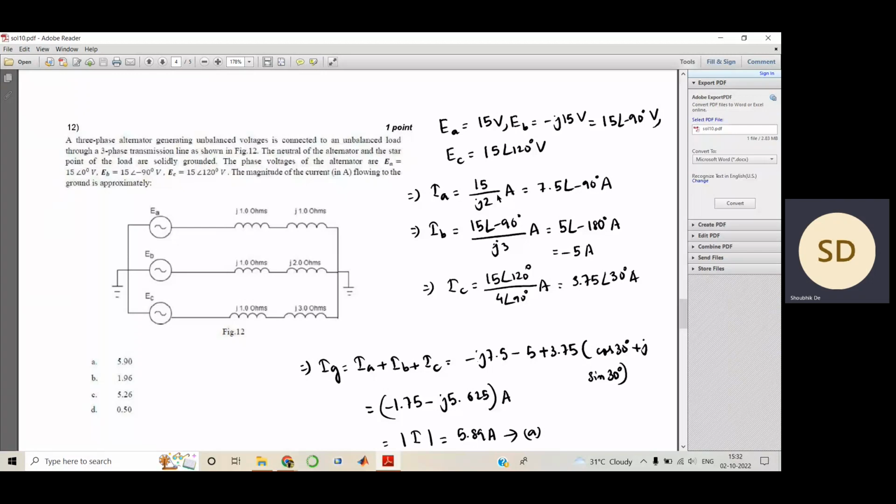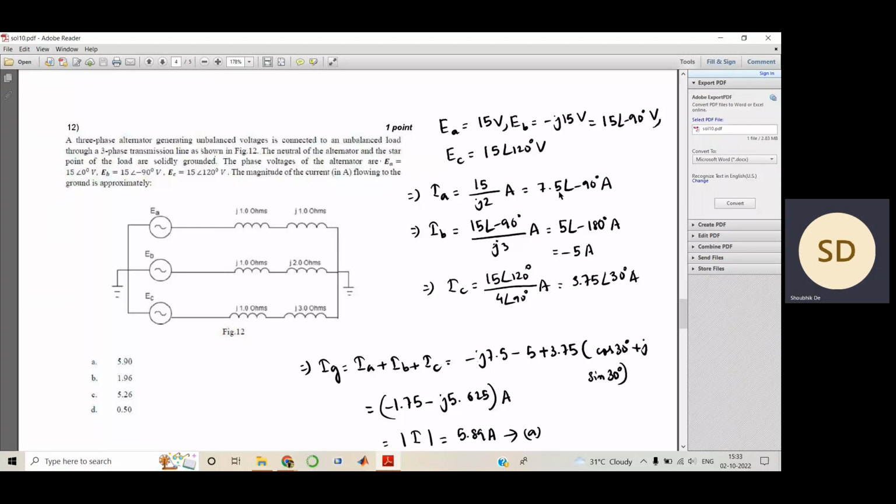And mind you, just for a caution, here they have said that the phase voltages of the alternator, right? So that is why this is phase voltage. So this is not line to line voltage, I mean to say. So you don't have to divide it by root 3 while finding out the phase current, right? So that was the point I wanted to mention.